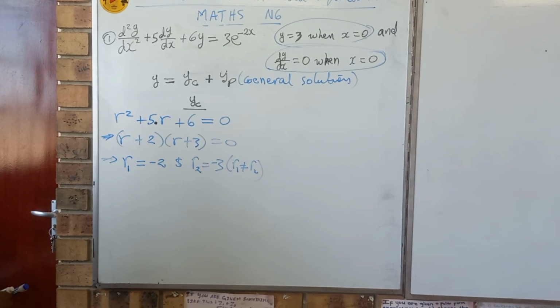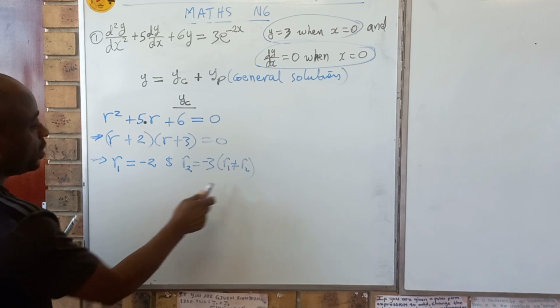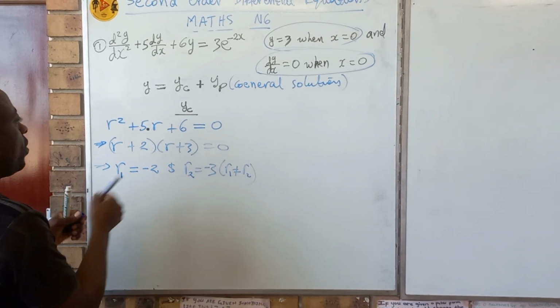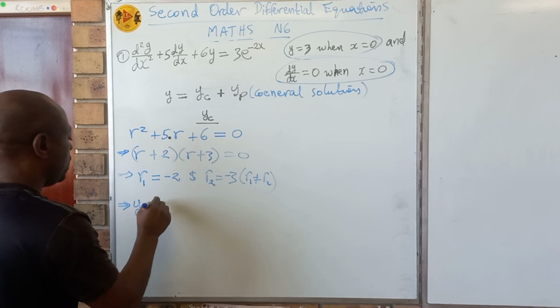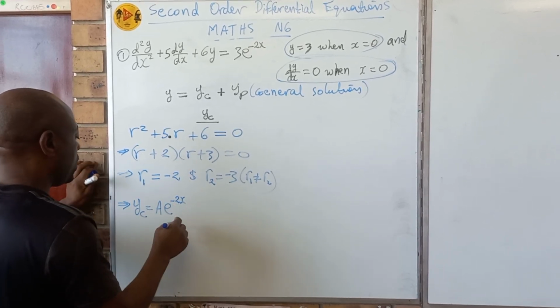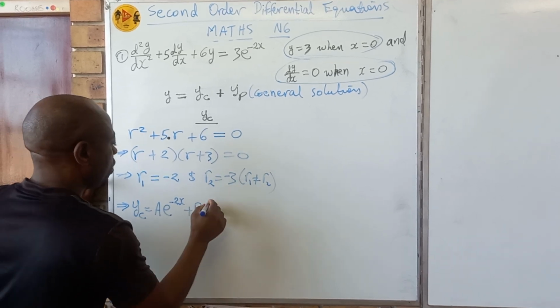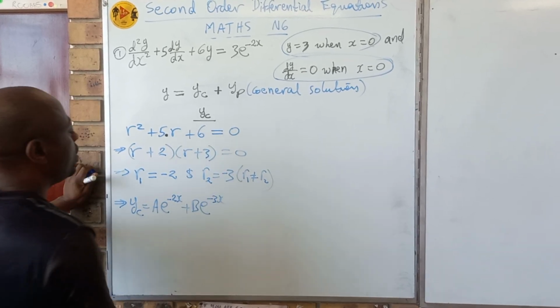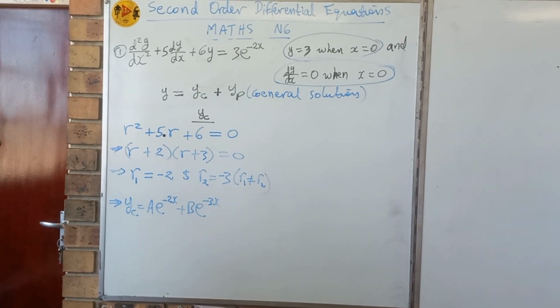So that is it. So as an N6 student, you will then go to page 7 of your formula sheet to look for this to help you write your YC. So it shows to us that our YC is a e to the power r1, our r1 is negative 2, times x plus b e to the power r2, r2 is negative 3x. So that's all about your YC and your complementary function.